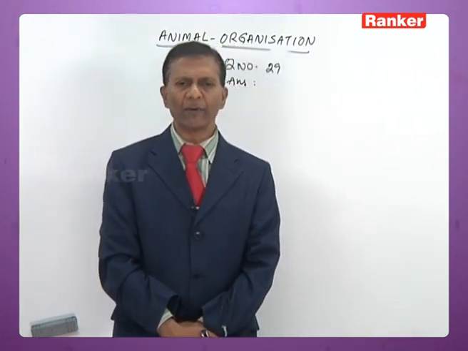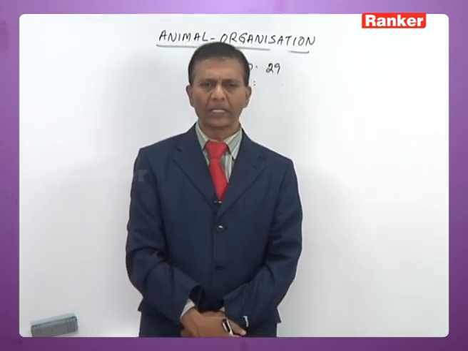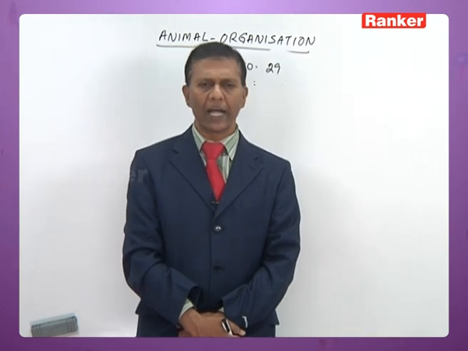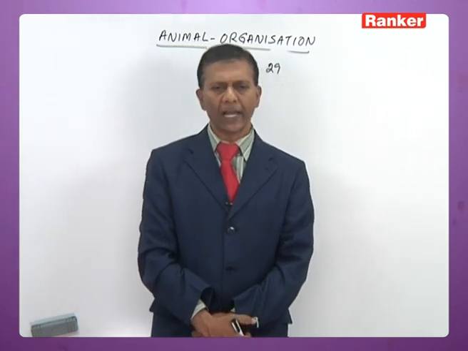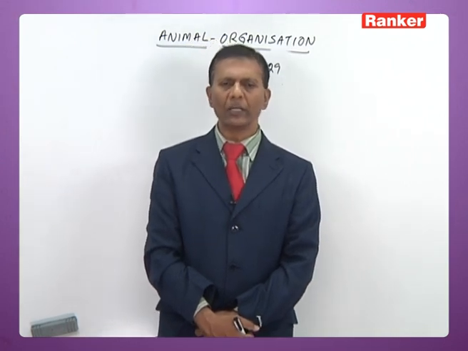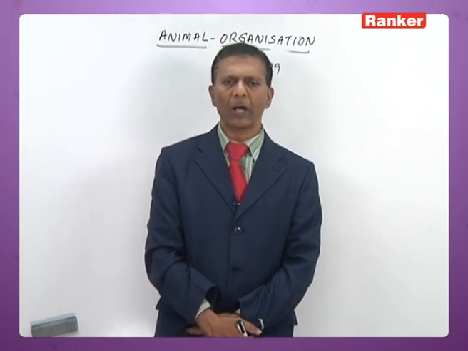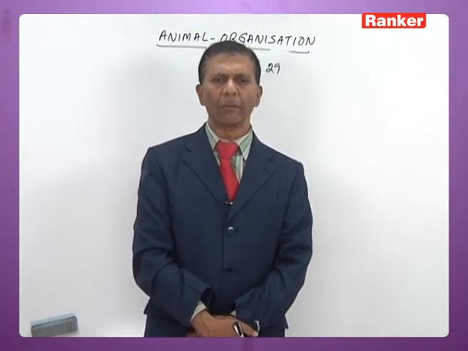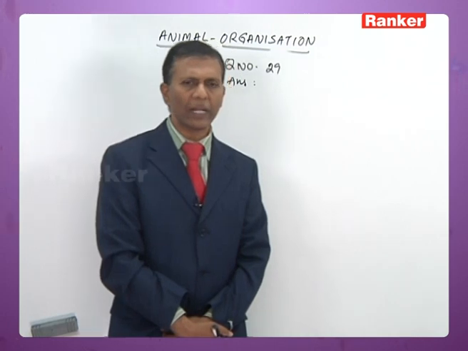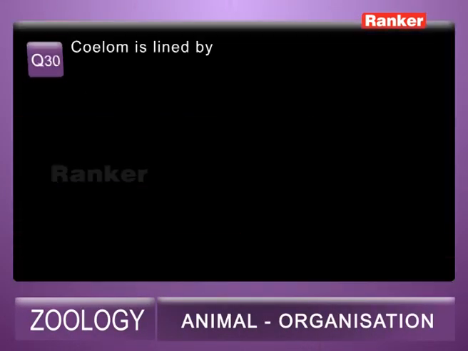So which group differs from the rest of the three regarding symmetry of adults? Echinodermata adults are radially symmetrical, Coelenterata radially symmetrical, Ctenophora also radial or biradial. So among these, only B is the odd one out, because in Annelida adults are bilaterally symmetrical. So the 29th question's correct answer is B, Annelida.